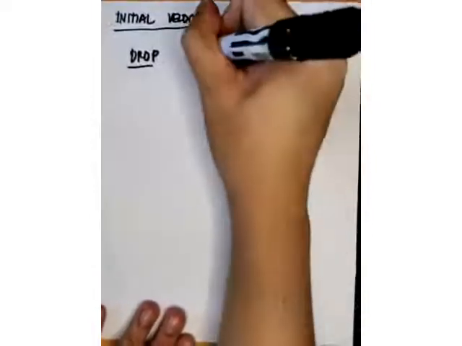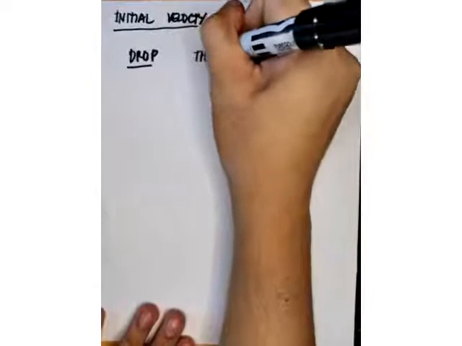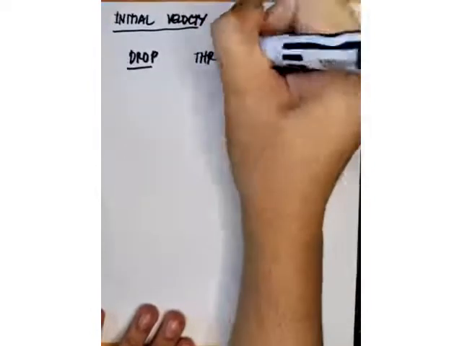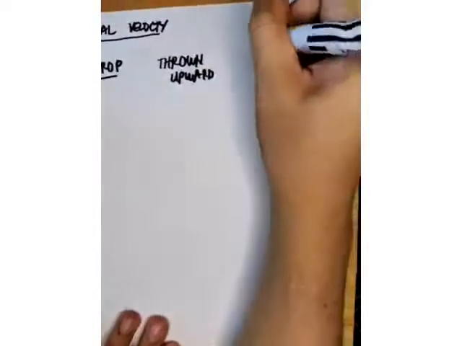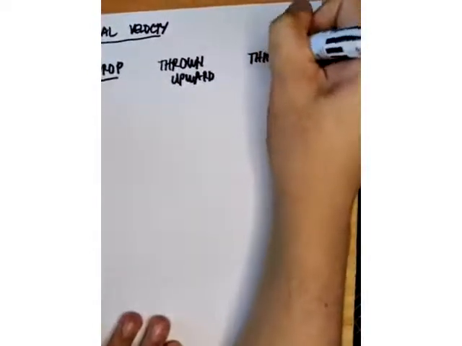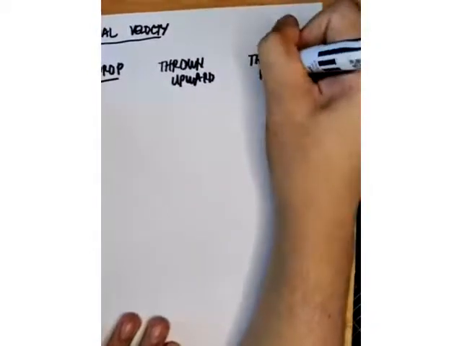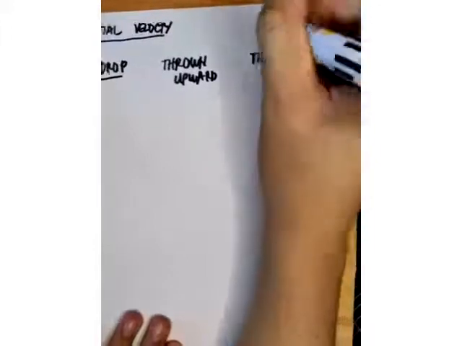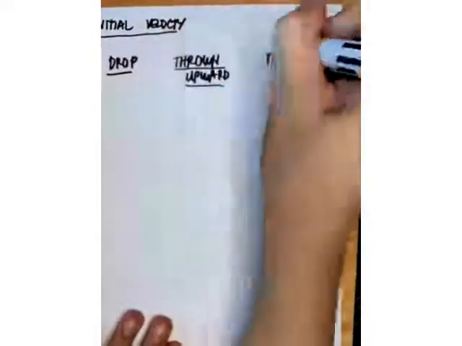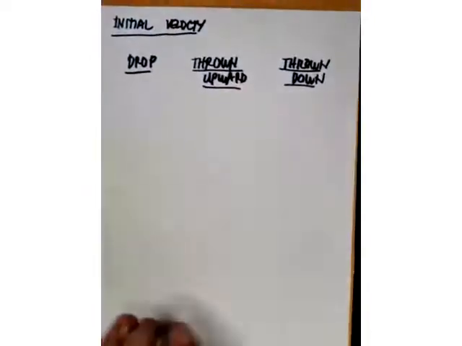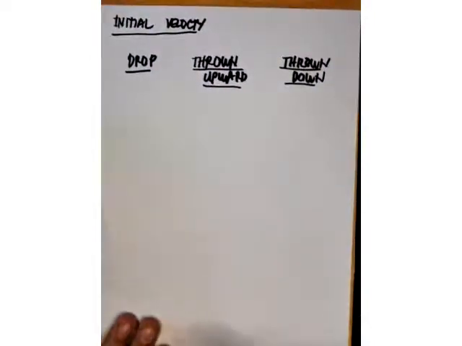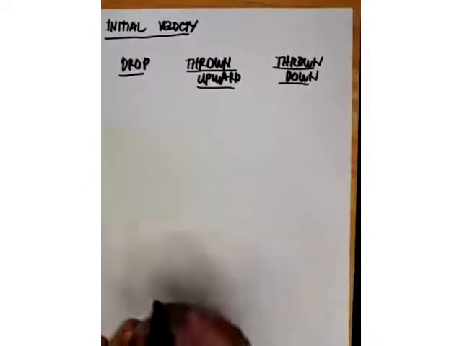Okay, thrown upward. And then yung thrown downward. Okay, class, you need to be careful or you need to be cautious of these three. Okay? Drop, thrown upward, and thrown downward. Pinag-uusapan lang natin initial velocity.